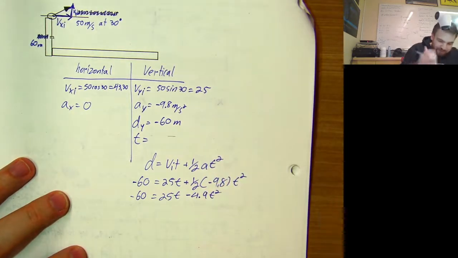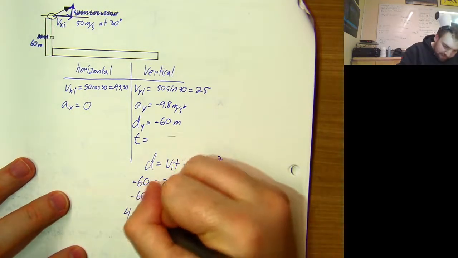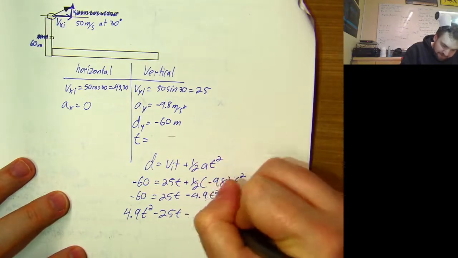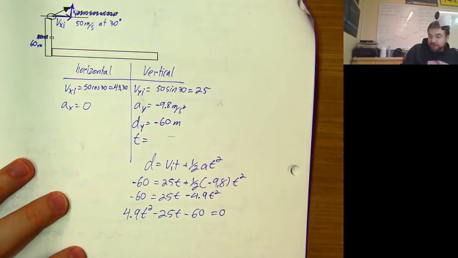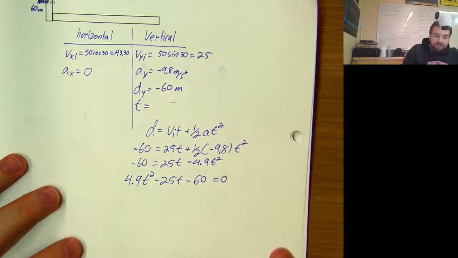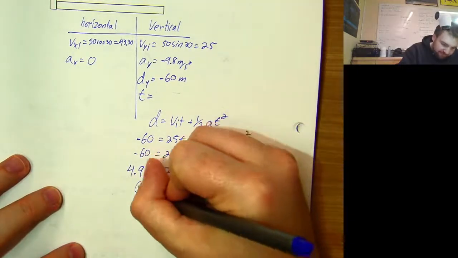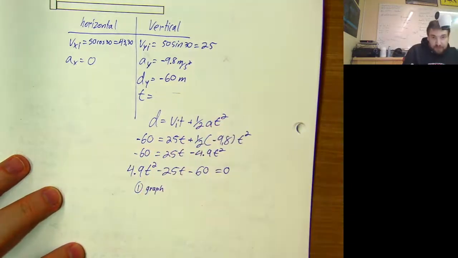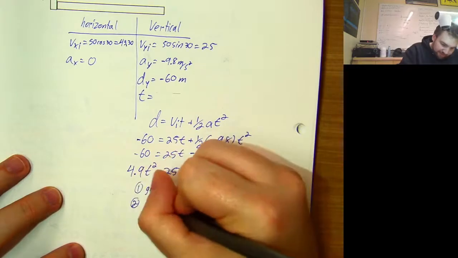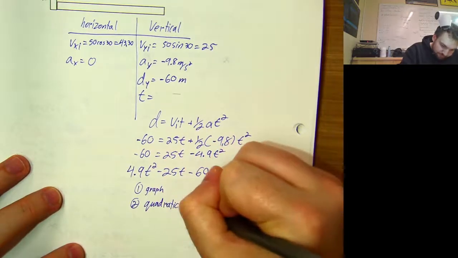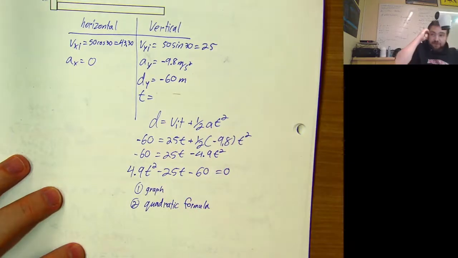And I want to move everything over to the other side, so I'm going to get 4.9 t squared minus 25t minus 60 equals 0. And now I'm going to use the quadratic formula. Actually, there are two different ways you could do this on your calculator. If you have a graphing calculator, graph it. If you don't have a graphing calculator, use the quadratic formula, which you should all be familiar with at this point.